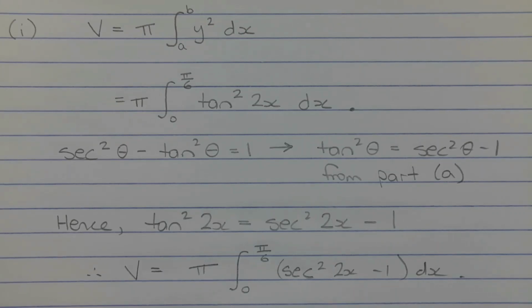Now from Part A, we found that sec squared theta minus tan squared theta is equal to 1, and this is what was proven. Rearranging this identity to make tan squared theta the subject, we get tan squared theta is equal to sec squared theta minus 1. Now in this case, theta is equal to 2x. Hence, tan squared 2x is equal to sec squared 2x minus 1. Now the integral can be written in terms of sec squared 2x. Therefore, the volume V is equal to pi times the integral of sec squared 2x minus 1 dx from x equals 0 to x equals pi over 6.